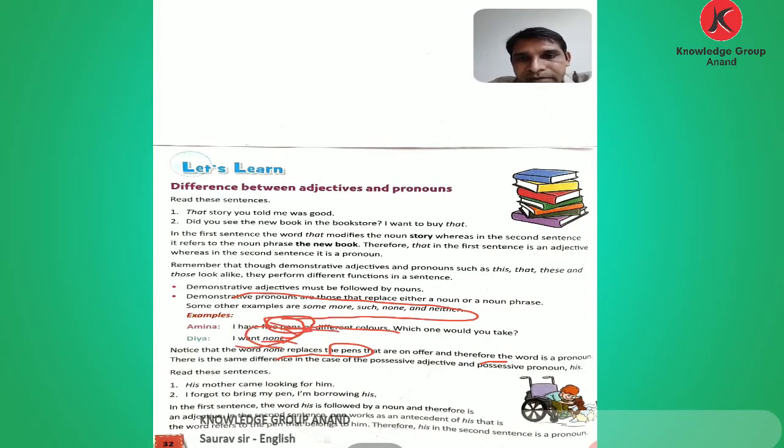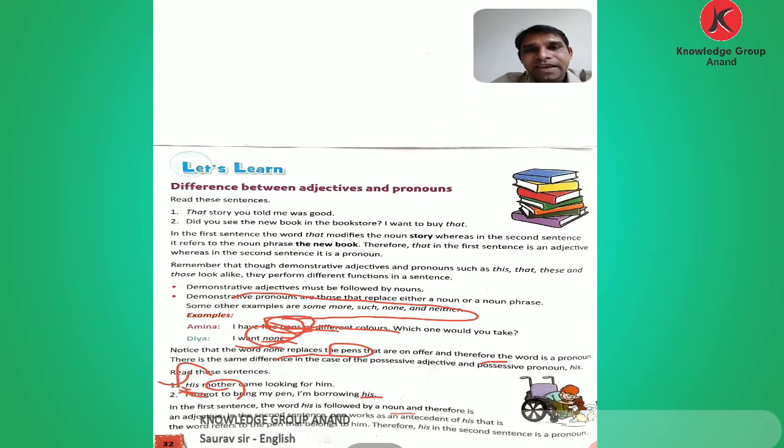Here given: his mother came looking for him. I forgot to bring my pen. I am borrowing his. This word his is used in the first and second sentences. In the first sentence, the word his is followed by a noun. What? Mother. Mother is a noun. Before that, his is used. Therefore his in the first sentence is used as an adjective.